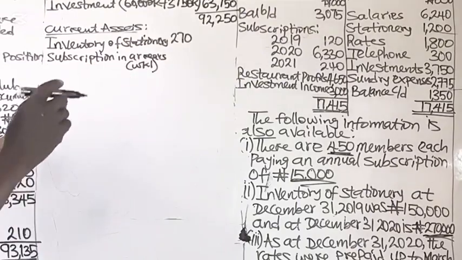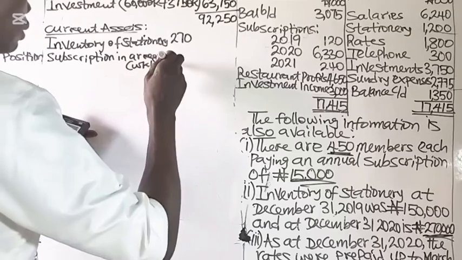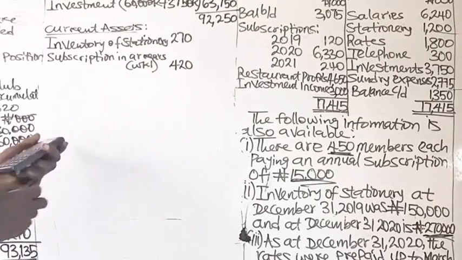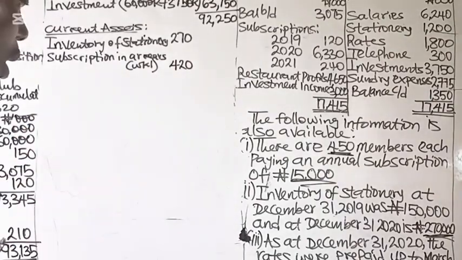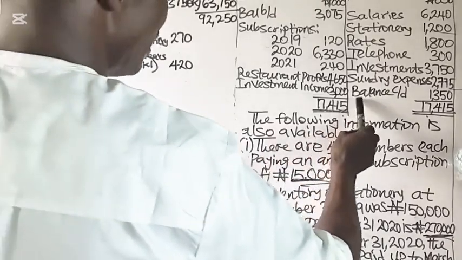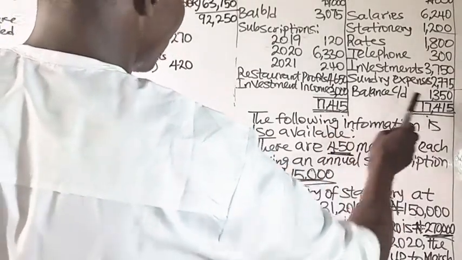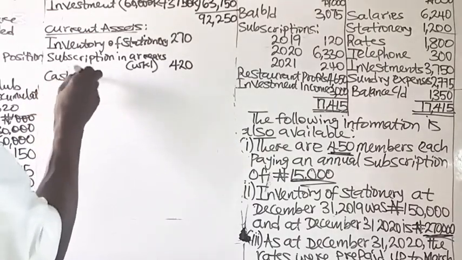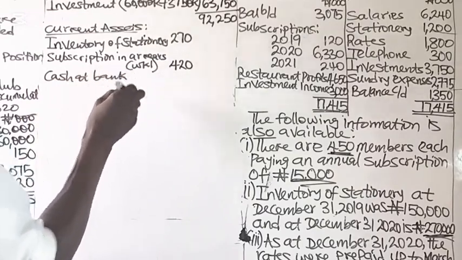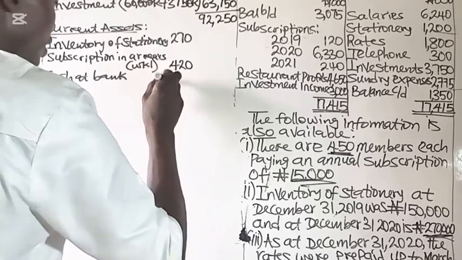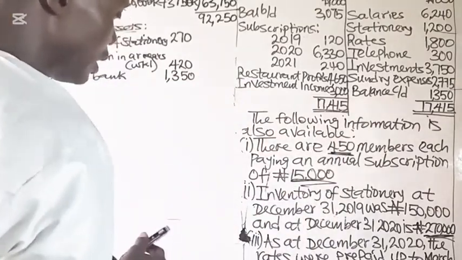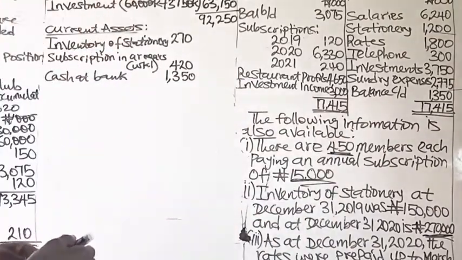Check the additional information number 1, where subscription was calculated. The one for the current period was 420,000. That is the subscription in arrears. Then, if you go through the receipts and payment, the closing balance is 1,350,000. That is cash at bank, and if you call that cash in hand, it is equally acceptable. 1,350,000 is the closing balance in the receipts and payment account.